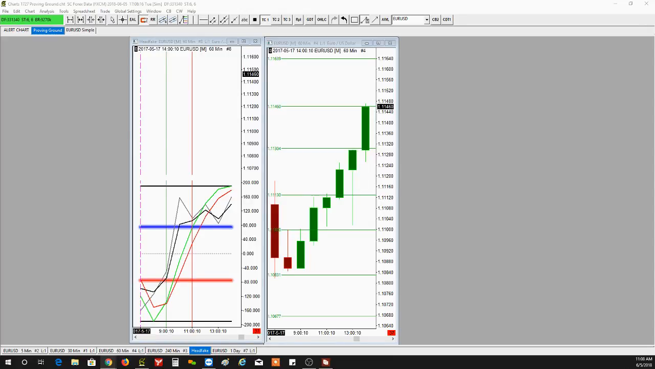So it's just dependent on what you're looking for. If you're looking for a 3-5 pip trade, sometimes just short-term bias in your favor with other indicators is enough to get that against the trend.